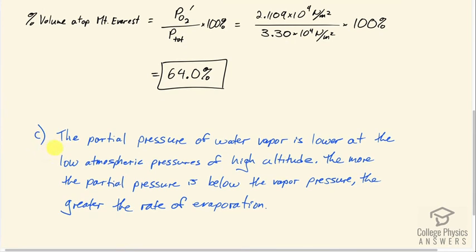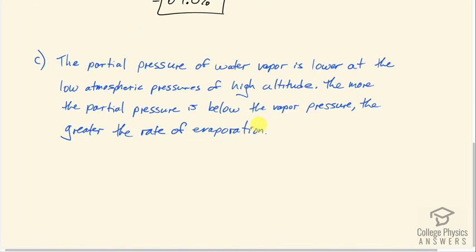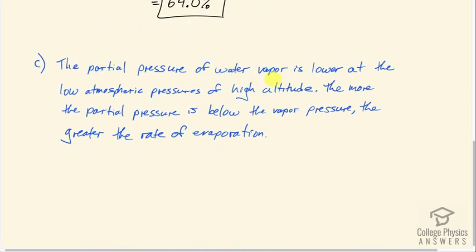So part C says that extreme drying of breathing passages is a severe problem for these mountain climbers. The partial pressure of water vapor decreases just the same as the partial pressure of everything else decreases as the total atmospheric pressure decreases with high altitude. And so with a really low partial pressure of water vapor, they're going to get more drying, because the more that the partial pressure is below the vapor pressure of water at the given temperature, the more is the rate of evaporation.